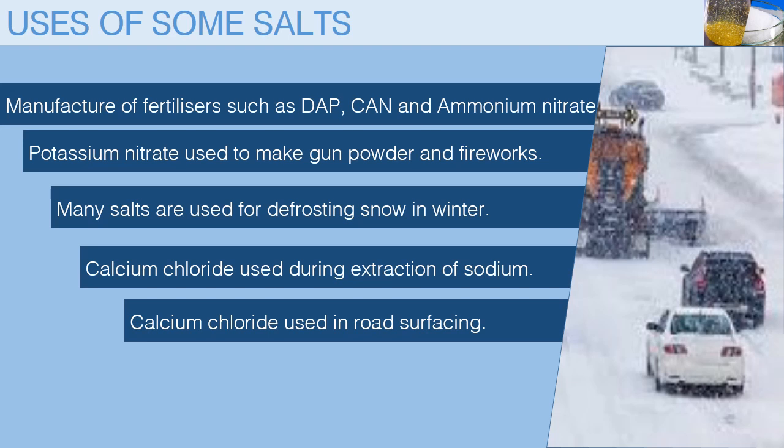Calcium chloride is also used in road surfacing. Here, calcium chloride is used to keep the road moist due to its deliquescent nature, and moisture absorbs dust. That is why when you're driving on a tarmac road, you cannot find dusty roads.